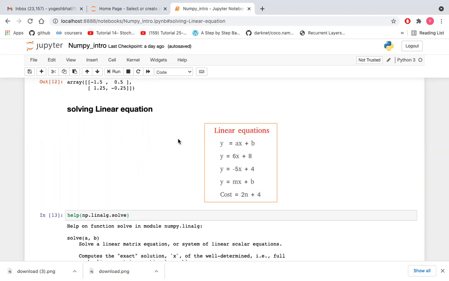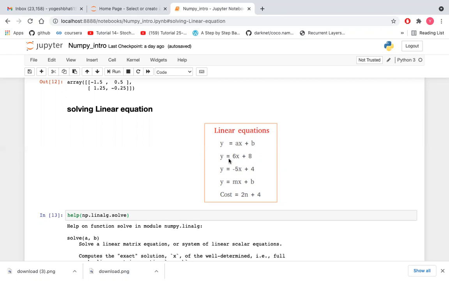Here I have given some examples. A general form of a linear equation in mathematics is y equals ax plus b, where a is a constant value, b is the independent, and y is the dependent value. A and b are the constant values, x and y are the variables.